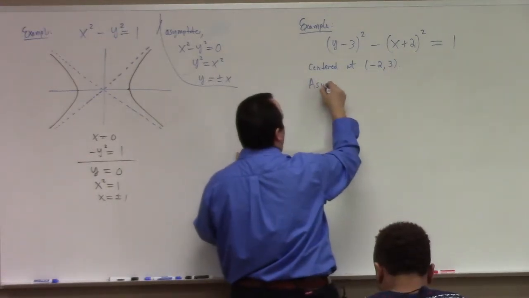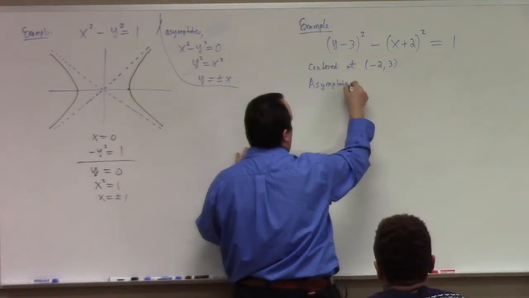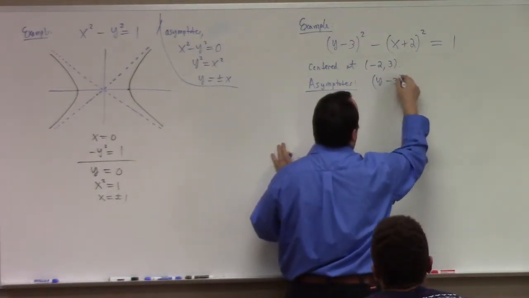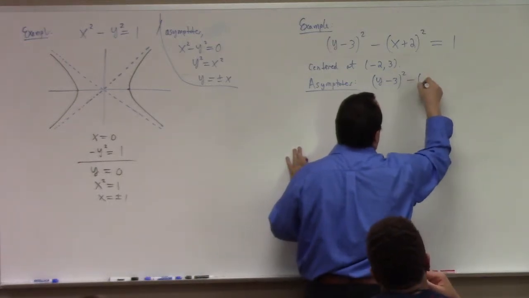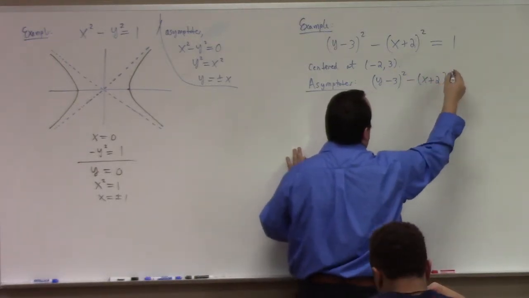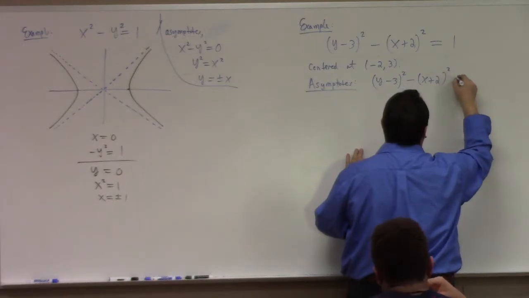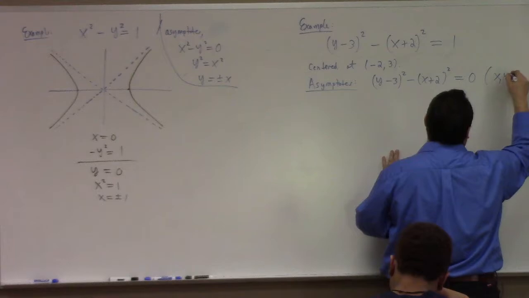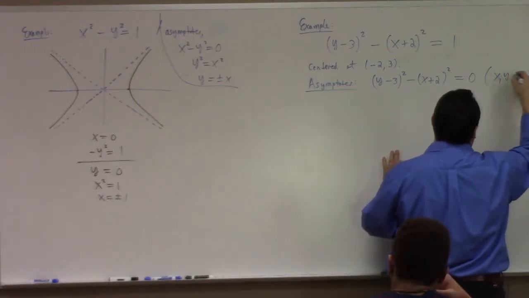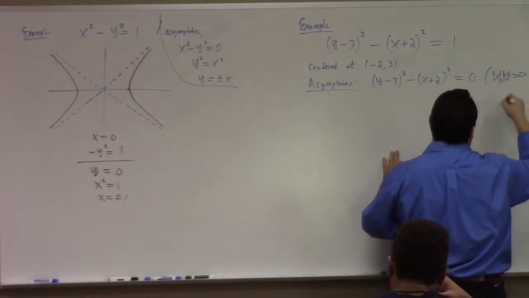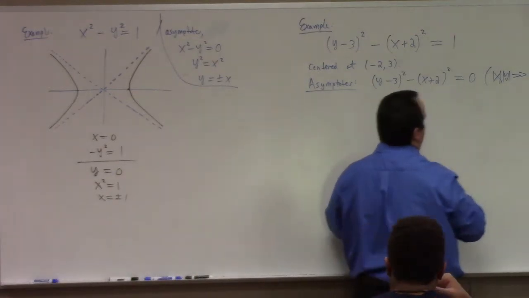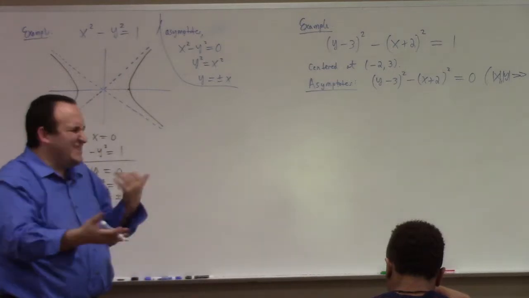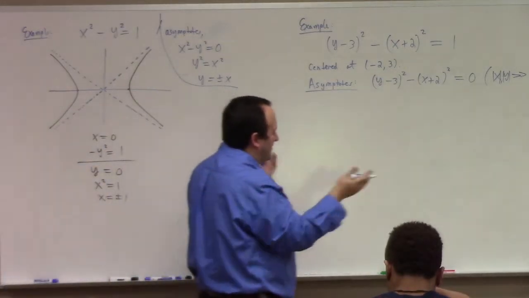Asymptotes. What are the asymptotes here? How do we find the asymptotes? Yeah, replace the 1 with a 0. The reason to do that is because if x and y are really, really big, the 1 is irrelevant. So suppose that x and y are both much, much greater than 0 in absolute value, then we can neglect the 1. That's an intuitive way I think about the asymptotes.